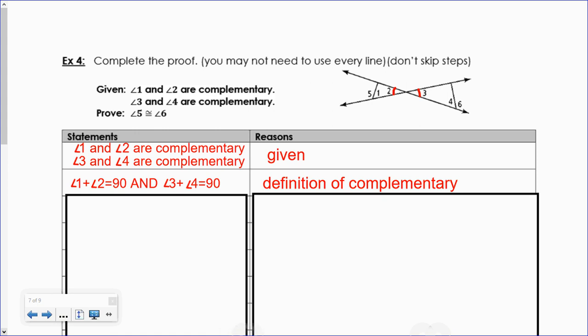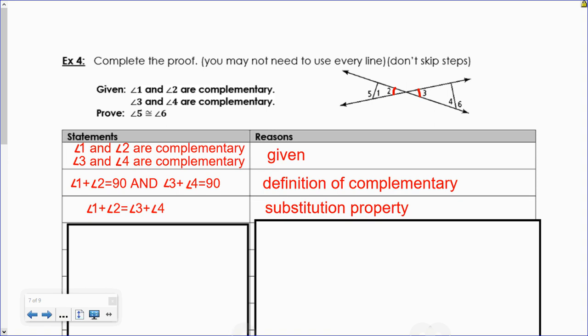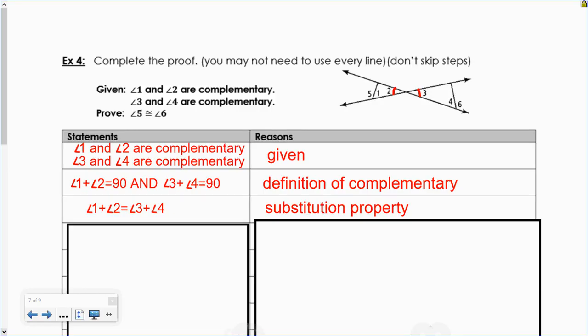Angle 1 plus angle 2 equals angle 3 plus angle 4. Good. And how do I know that? Substitution. If they're both equal to 90, shouldn't they both be equal to each other? If angle 1 and angle 2 equal 90, and angle 3 and angle 4 equal 90, they both equal the same thing, so they should be equal to each other. The substitution, because I took this 3 plus 4, which was equal to 90, and I plugged it in for the 90 over here. I just plugged it in because they were equal. Is there anything more I can do? Is there any more manipulation I could do from here?